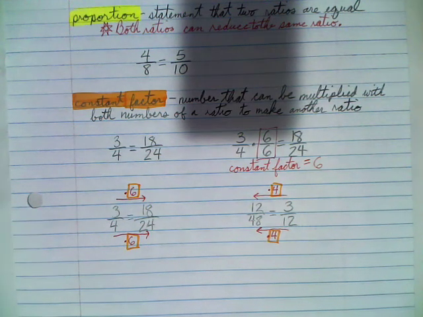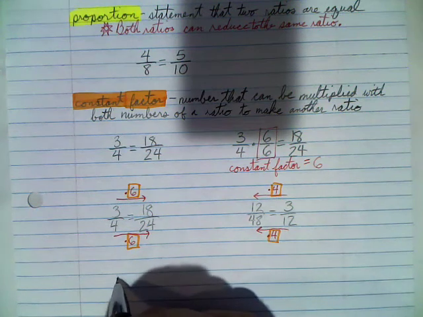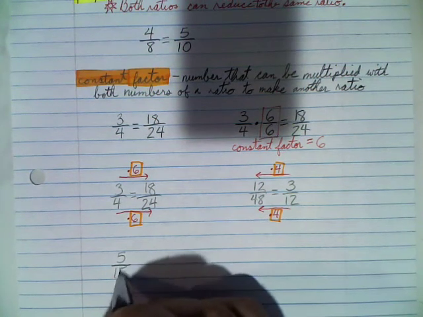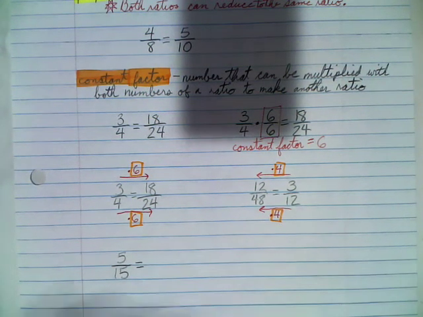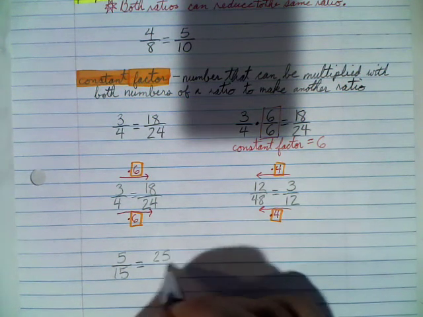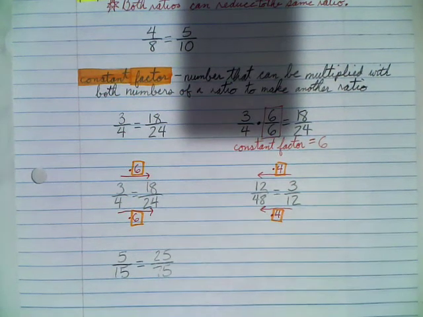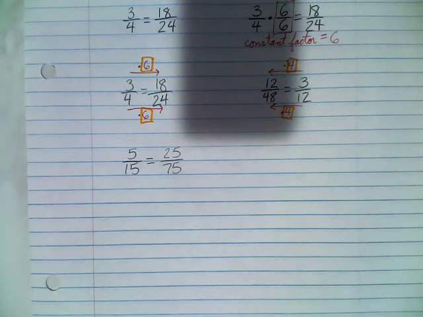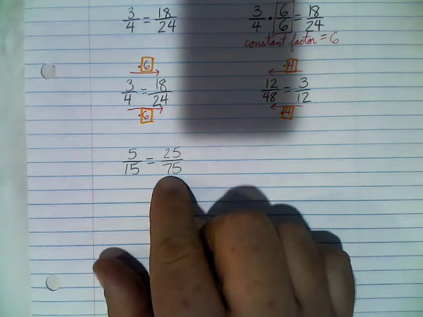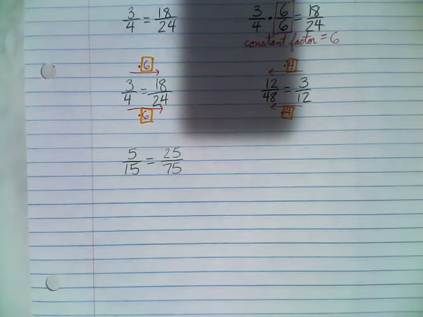All right, let's take a look at another example here. I'm going to drop down a couple spaces. This time, let's go 5/15, and let's say that equals 25/75. Now, we should be able to tell very easily that this is a proportion, because we know 5/15 will reduce to 1/3. We know 25/75 will reduce to 1/3. They both reduce to 1/3.